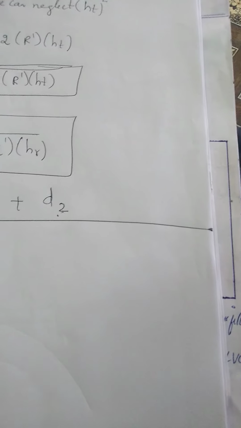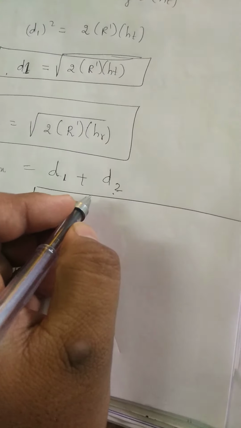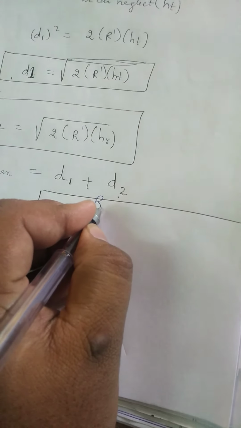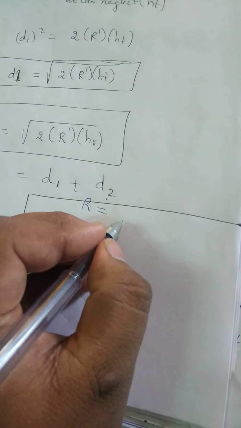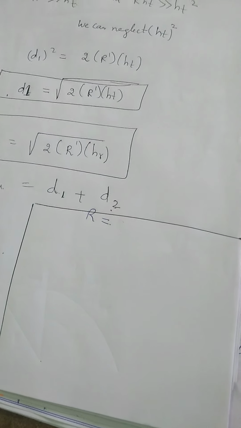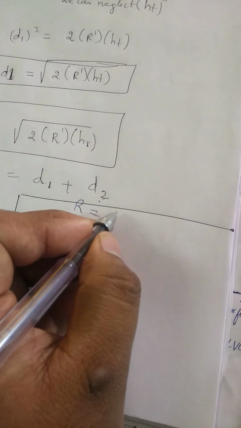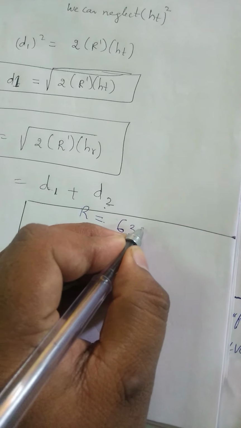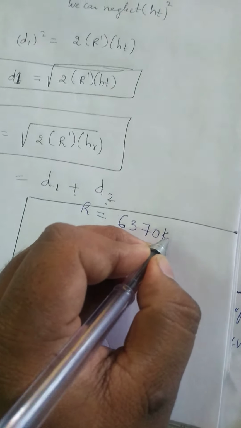And what else do we know? We know the radius, the radius of the earth. How can you get the radius of the earth? It is 6370 kilometer. So this we can substitute.